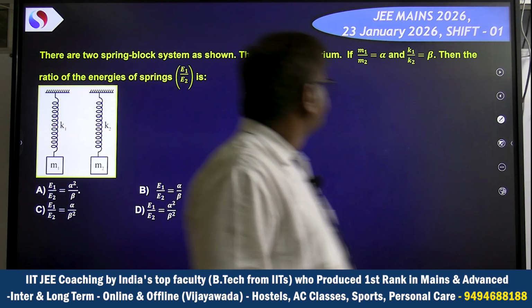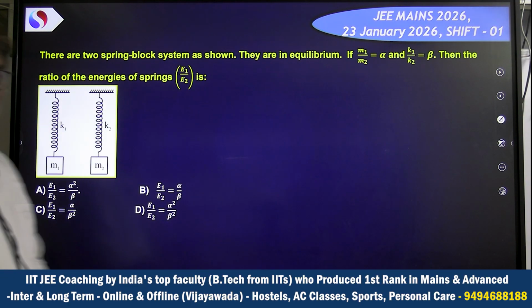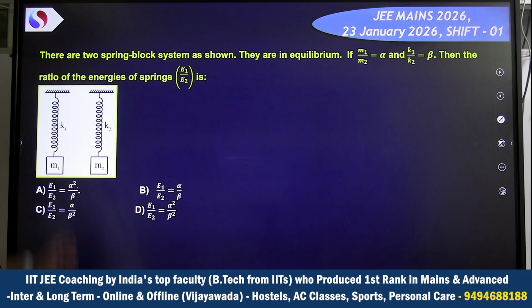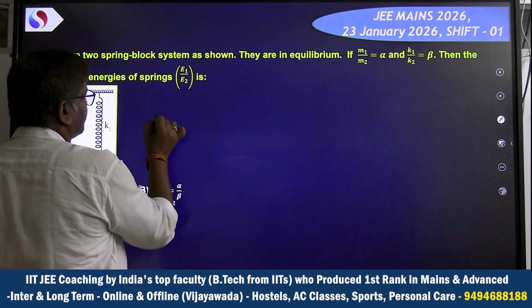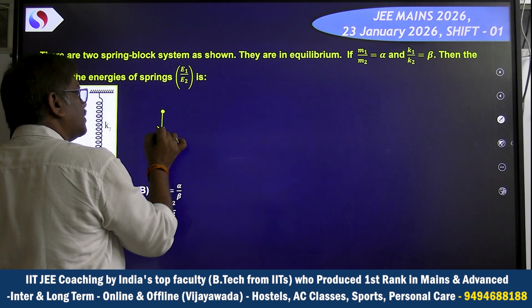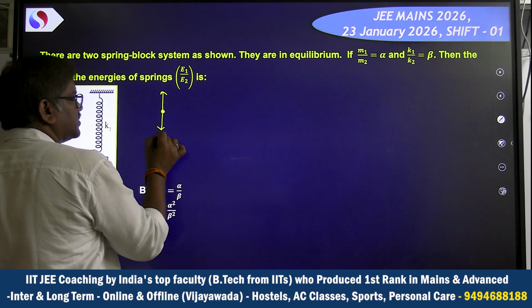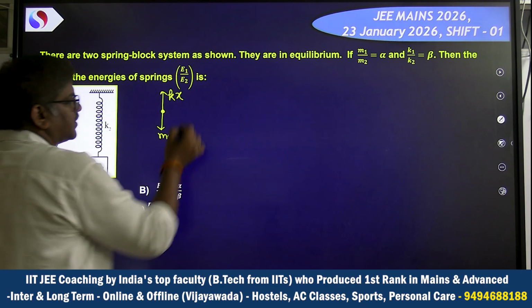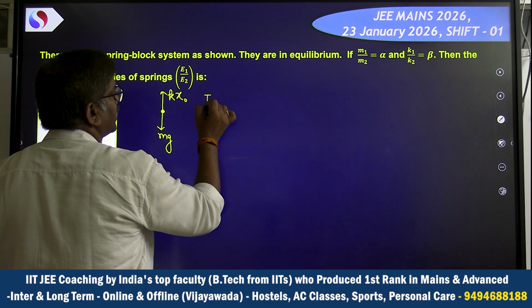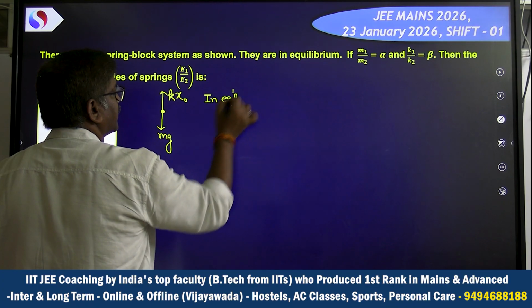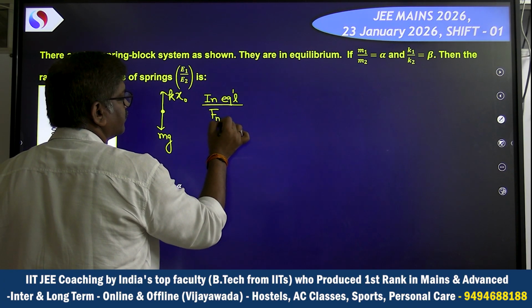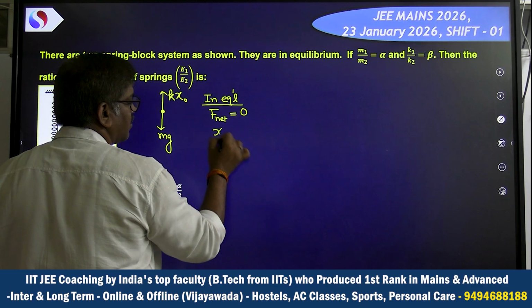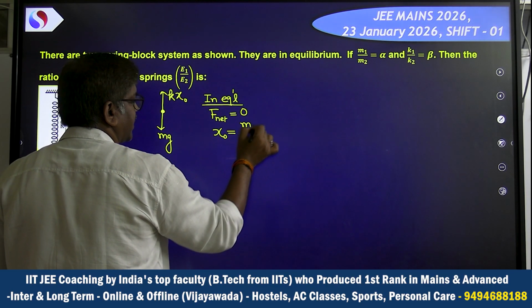Move to the next one. Okay, there is a two spring block system. As the diagram is given, it is a two block system, and they are in equilibrium, so each one individually is in equilibrium. The condition of equilibrium is given by the free body diagram. On the block, the forces are mg and the force because of the elongation, kx. That means if it is in equilibrium, the net force will be 0, which gives you the elongation in the spring as mg by k.